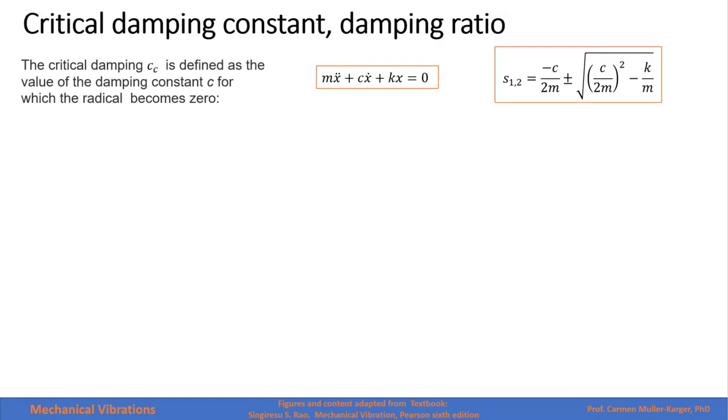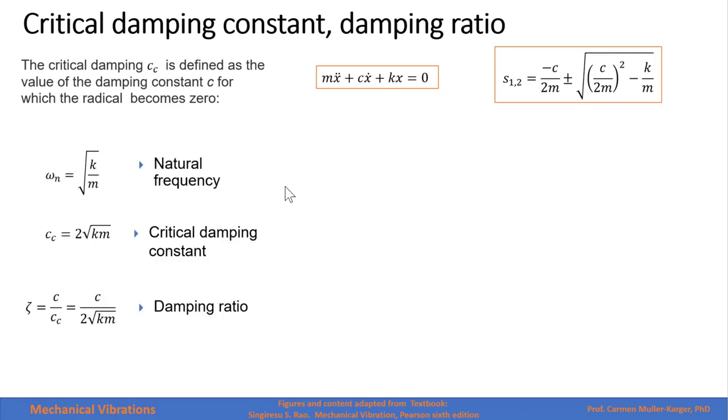Now, let me introduce you to the concepts of critical damping constant and damping ratio. The critical damping constant is defined as the value of the damping constant C for which the radical of this equation becomes 0. So we are looking for this C that makes this radical equal to 0. We already know the concept of natural frequency. This is the value for the damper that makes this radical equal to 0, which is 2 square root of the constant of the spring times the mass.